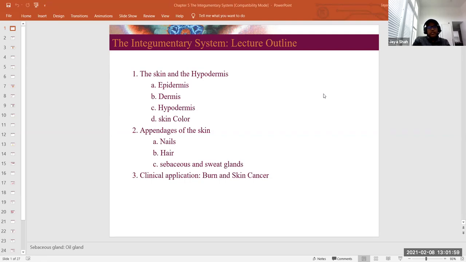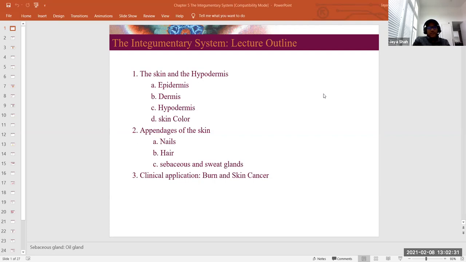So if you see the skin, you have epidermis, dermis, and below the dermis, you have hypodermis. So we will talk about all these layers of the skin: epidermis, dermis, hypodermis. And then we'll talk about the skin color. We have different colors of skin: fair, brown, dark, and what determines those colors. So we're going to talk about the factors which determine our color.